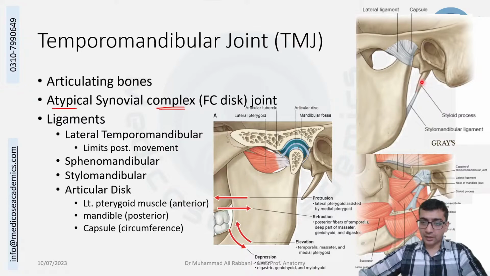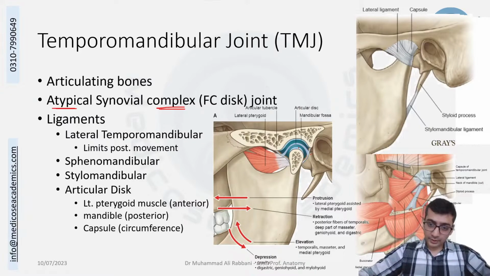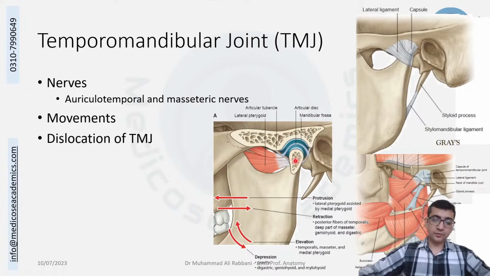So this is the stylomandibular ligament arising from styloid process and running to the mandible near the inside of the angle of the mandible. So these are the ligaments, and then the last thing that it has is the articular disc. In front, it is attached to the insertion of the lateral pterygoid muscle. Behind and laterally, it is attached to the capsule, and behind it is also attached to the mandible and even the temporal bone. Here the tendon is split to be attached here and here. So this is about the structures that are forming it.